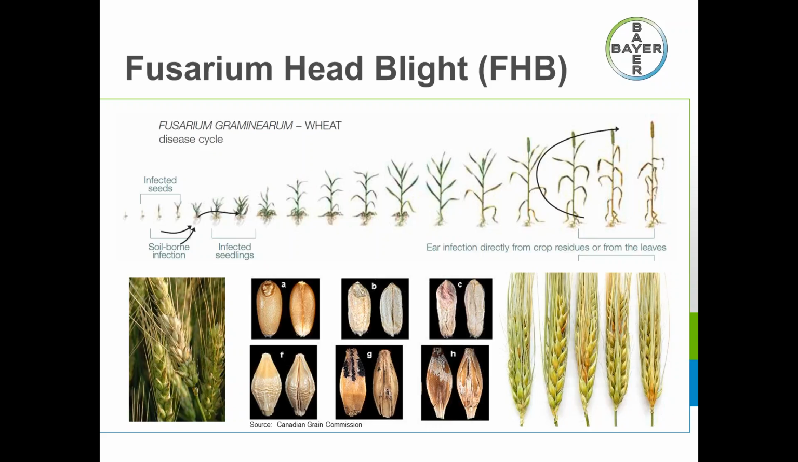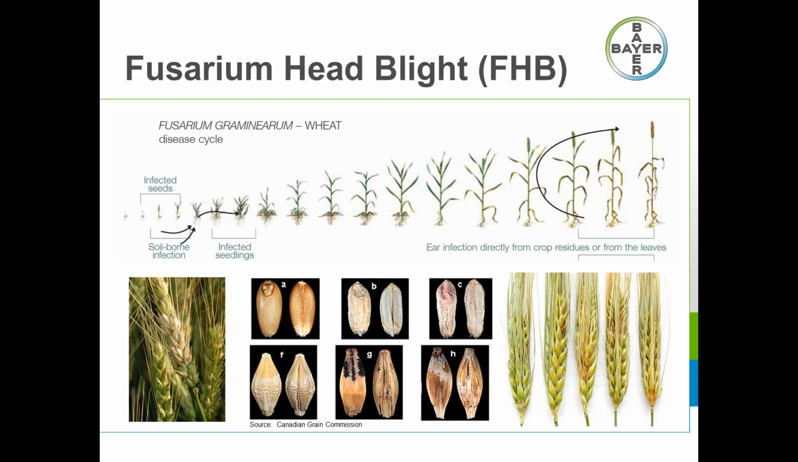Infection is favored by prolonged periods of wetness, humidity, rainfall, dew, and high relative humidity. If the temperatures are around 18 to 29 degrees when the crop is flowering, this can really increase the likelihood that FHB will develop in the head. So fungicide timing for this is very, very critical.